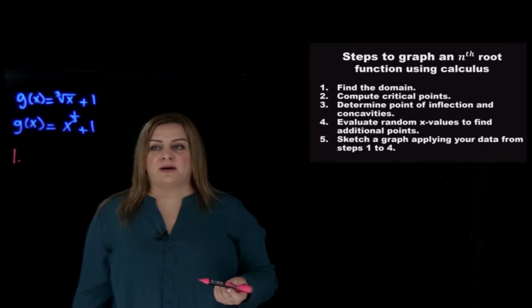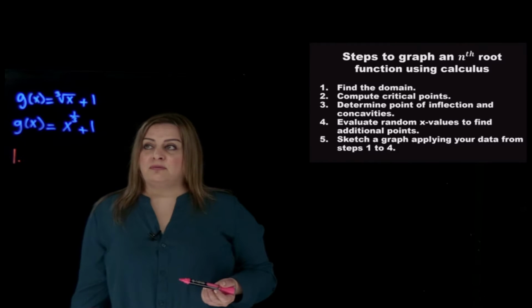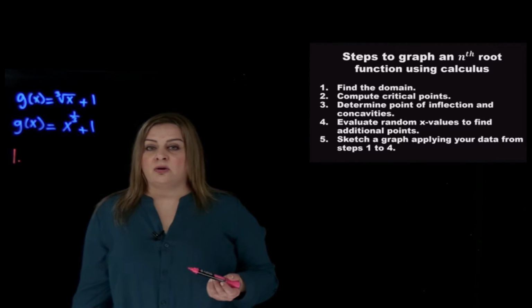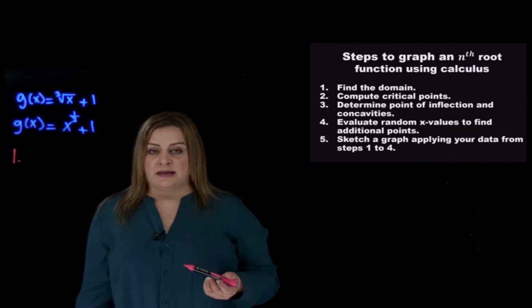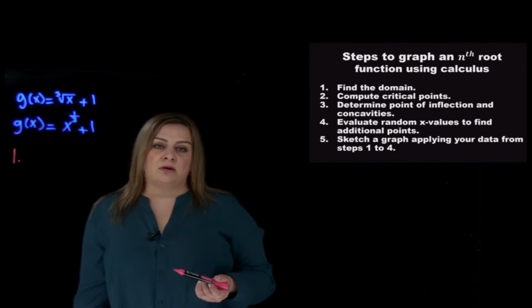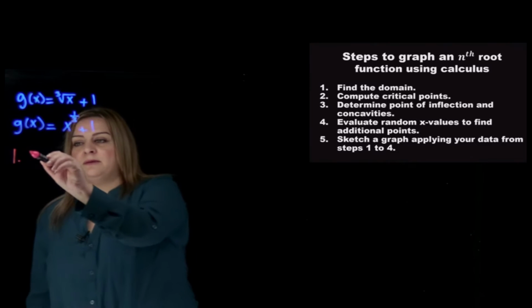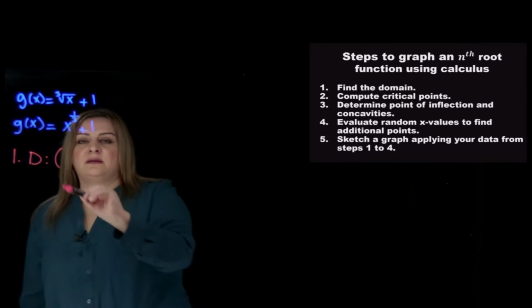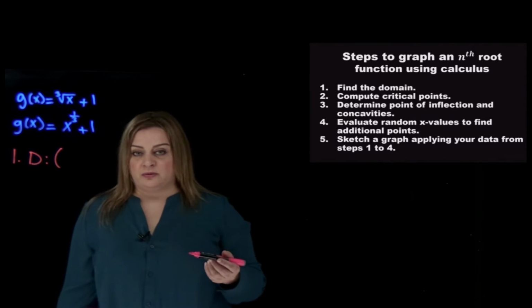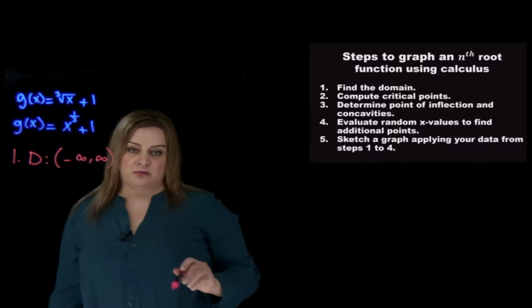Step 1 says to find the domain of our function. Now g of x is always defined because any value we let x be, negative, positive, or 0, g of x is always defined on the real numbers. So our domain will be negative infinity to infinity. So this is our domain.